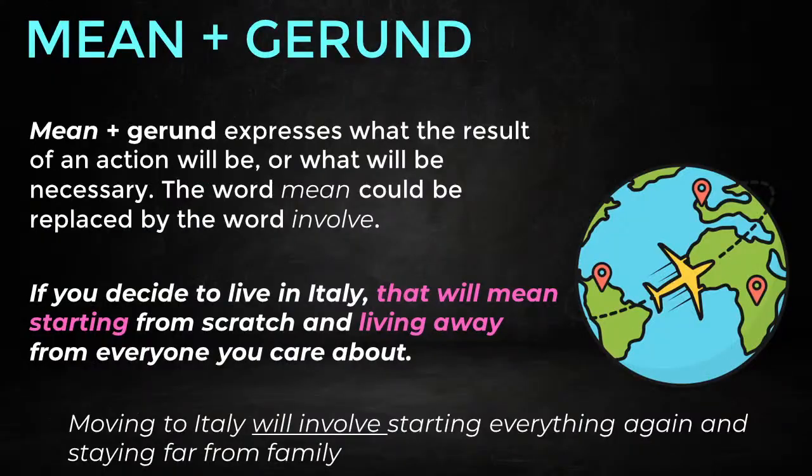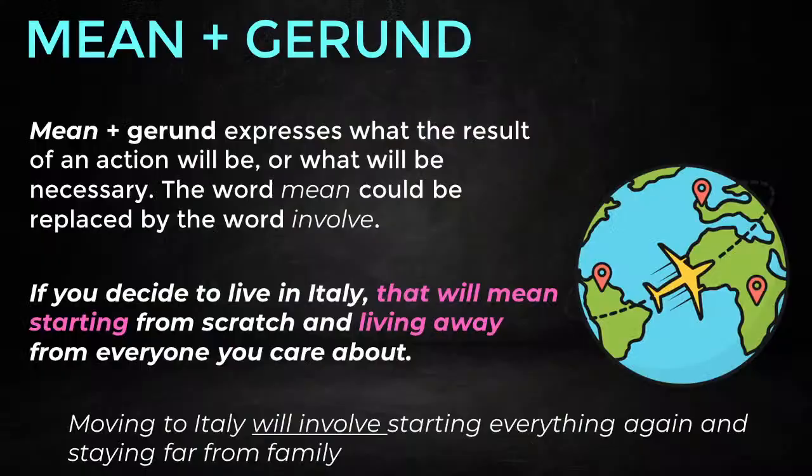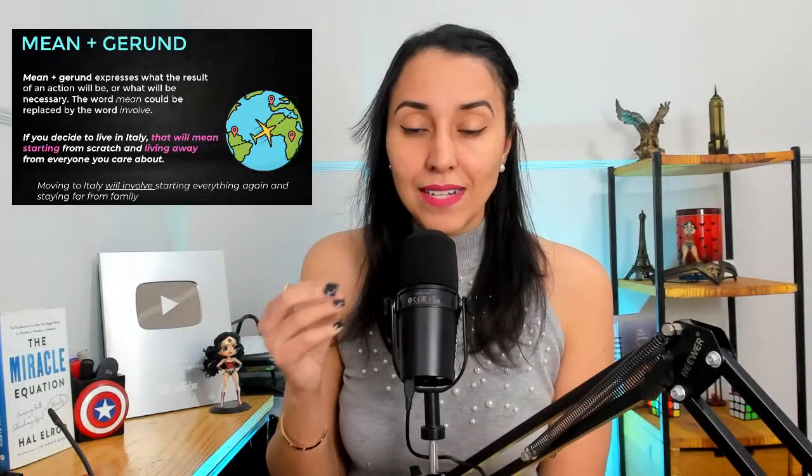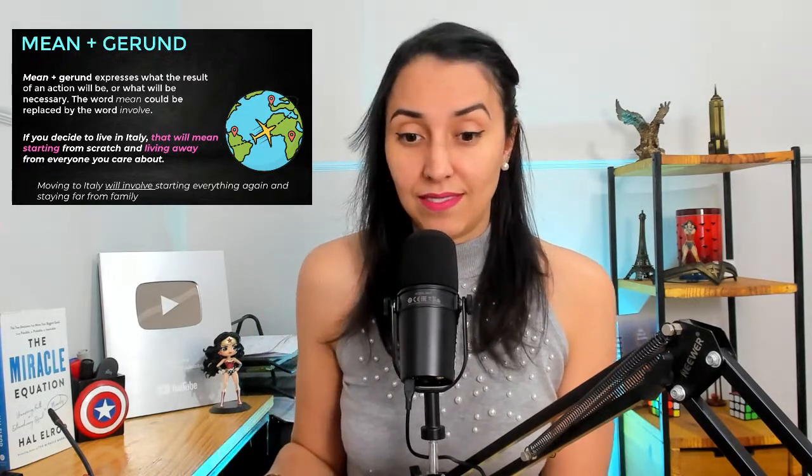So look at the structure. I will use mean plus gerund. So any other verb that comes next to mean will have the ing form. So look, if you decide to live in Italy, that'll mean starting from scratch and living away from everyone you care about, okay? Now here, I can express the 2 ideas. So it expresses what the result of an action will be. So that's the result. If you go to Italy, you will start from scratch. And what is to start from scratch? Starting everything again. Making new friends, getting to know different people.